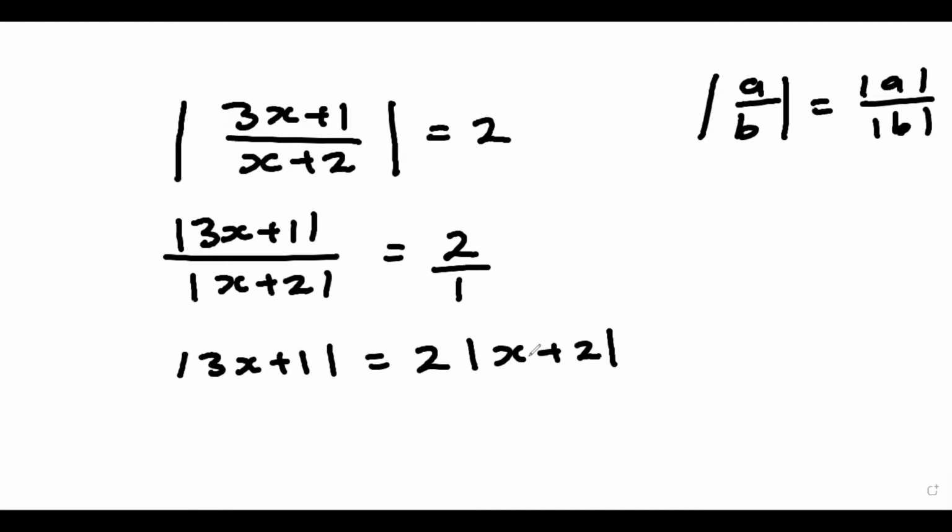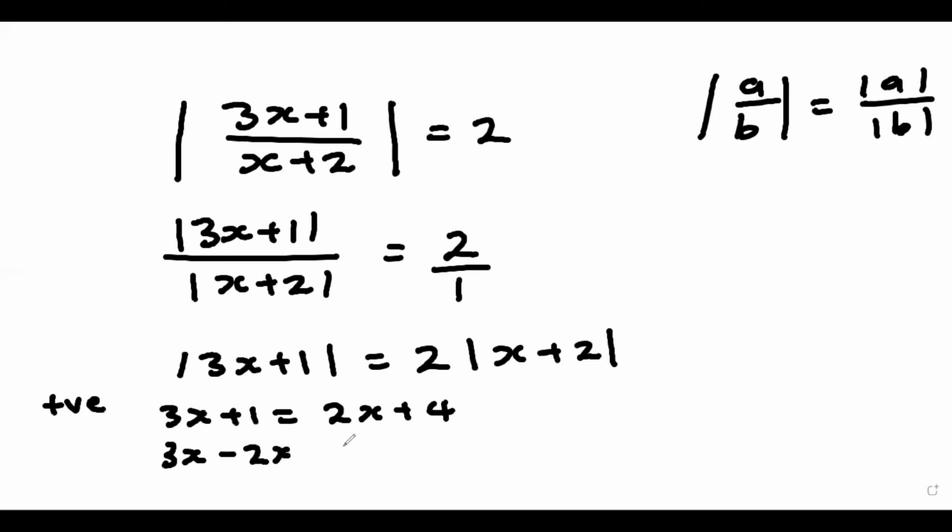So now we could do the positive and the negative. So for the positive aspect, it would be 3x + 1 is equal to 2x + 4. Then we group our like terms, so that's 3x - 2x equal 4 - 1. So that means x would be equal to 3.